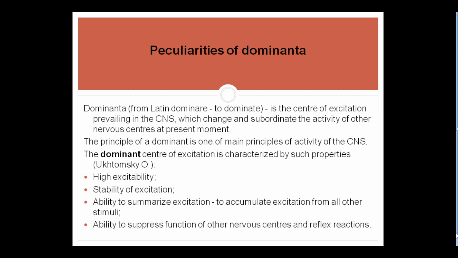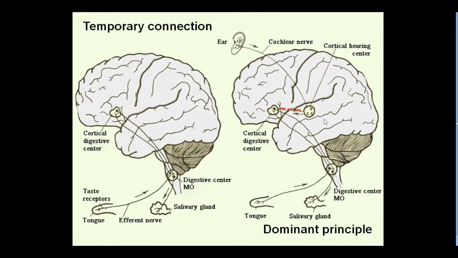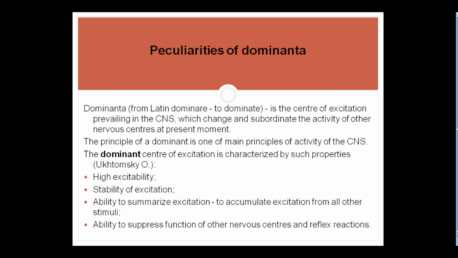And the properties of the dominant: it's highly excitable, the excitation is stable, and it suppresses the functions of all other centers and attracts the excitation from them. And this is exactly what happens. There is a hunger sensation, and since you're going to give some stimuli, this dominant center will attract all the other stimuli towards itself based on the dominant principle.